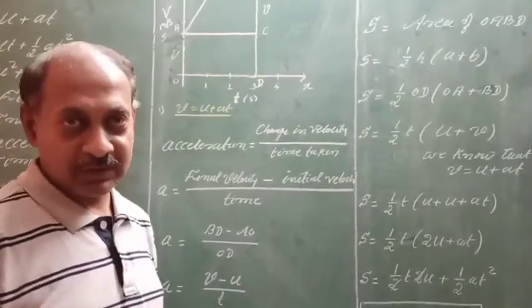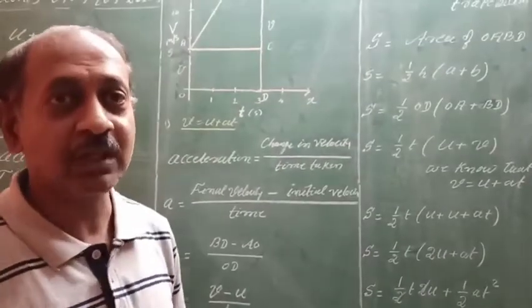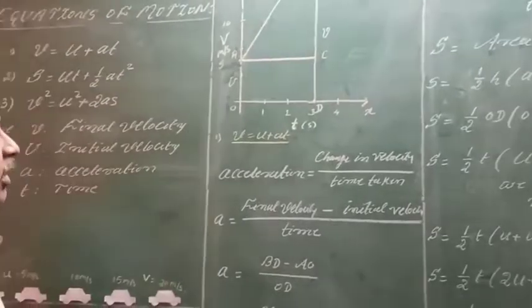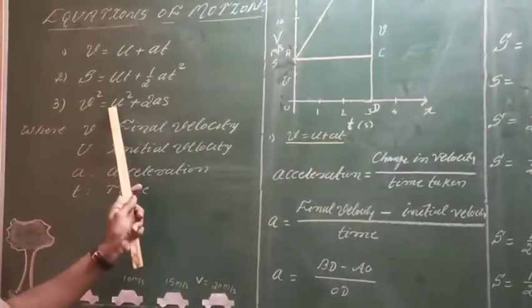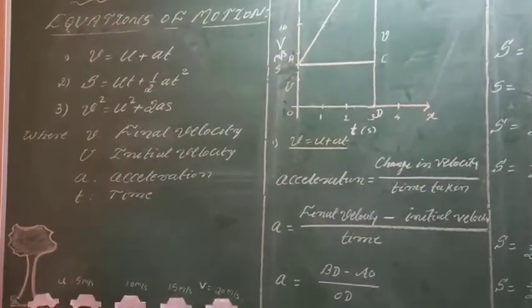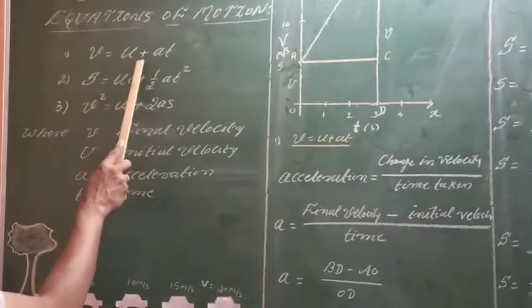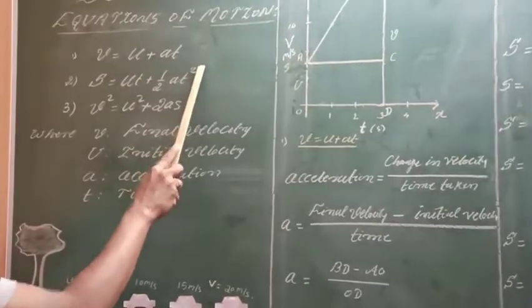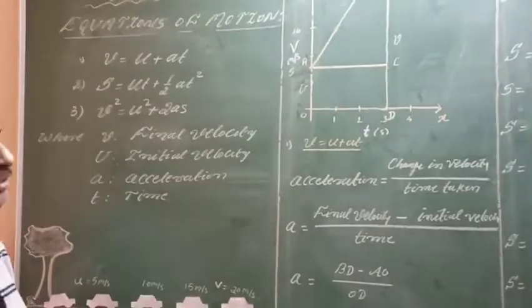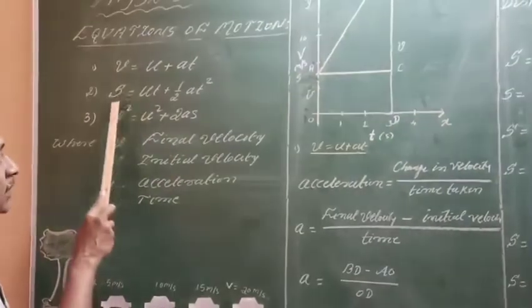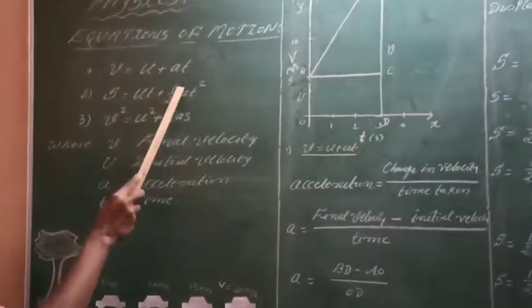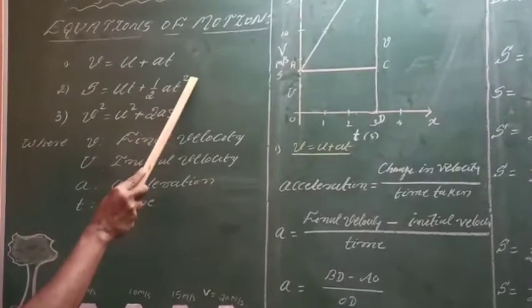Welcome to TGL Physics. Yesterday we discussed that there are three equations of motion, and we have already proved that V = U + AT. Now let us move on to the next equation, that is S = UT + 1/2 AT².